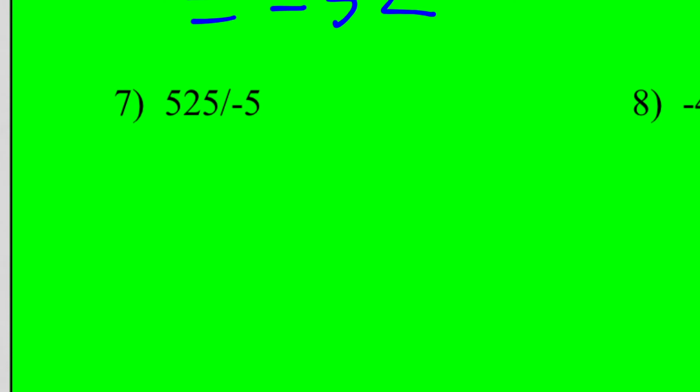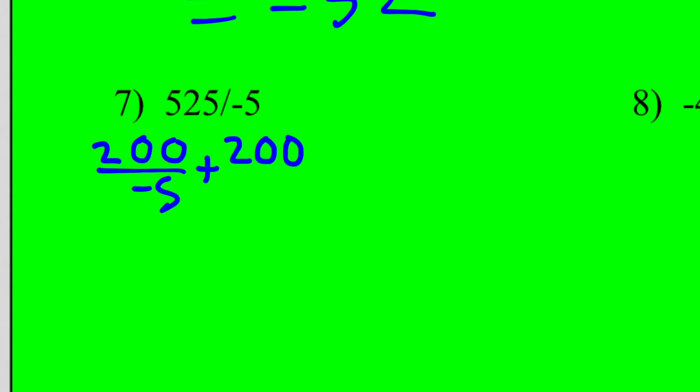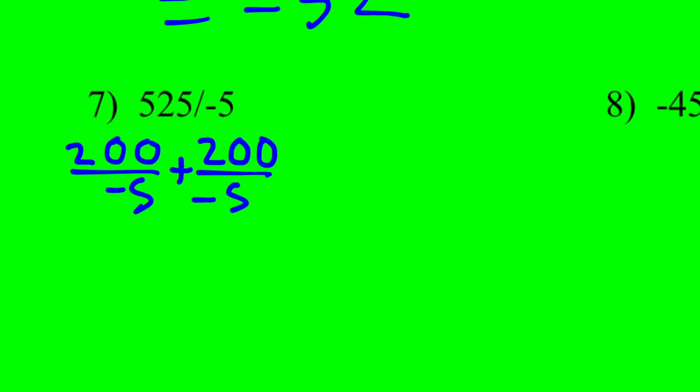525 divided by negative 5. Most people would do negative 500 plus 25. But you can be so creative with this. Like you could do 200 divided by negative 5, plus 200 divided by negative 5, plus 100 divided by negative 5, plus 25 divided by negative 5.